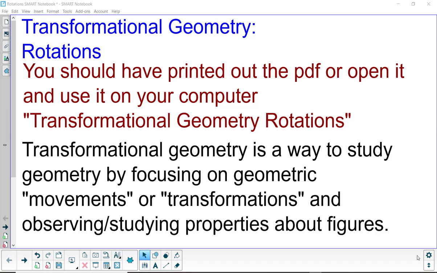This is the first video on rotations in the transformational geometry unit. You should have already printed out the PDF or opened it up on your computer, Transformational Geometry Rotations. Transformational geometry is a way to study geometry by focusing on geometric movements, what we call transformations, and observing or studying properties about these figures.